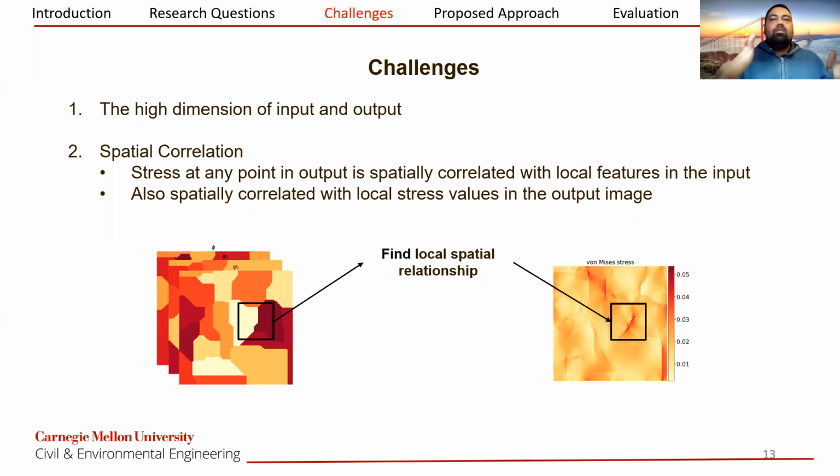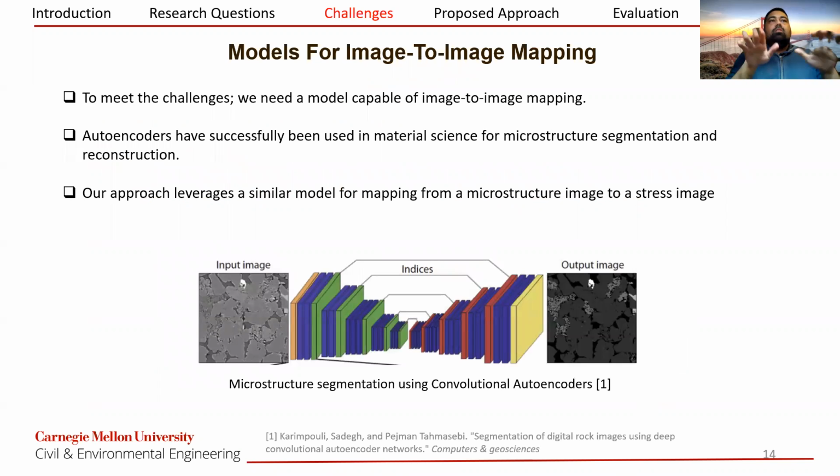So our goal was to find this local spatial relationship among them. To solve this problem, we have to think about image to image mapping. It turns out that there are models such as convolutional autoencoders that have been used in material science for microstructure segmentation or reconstruction. In our case, we can use similar models, but instead of mapping from microstructure to microstructure, we are mapping from microstructure to a stress image. That's why we call it an encoder-decoder model, not an autoencoder.